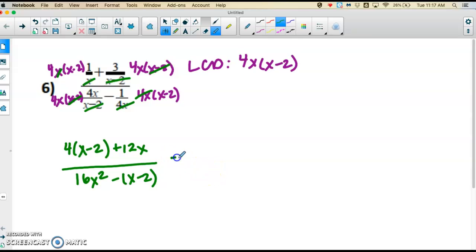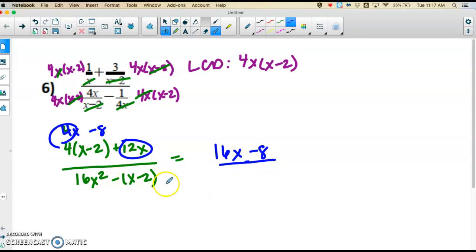And then what you're going to do is you're going to go ahead and combine like terms. So it looks like here is, use a different color, 4x minus 8. So that's going to be 16x minus 8. I'm combining the 12x and the 4x. And then down here, it looks like we're going to get 16x squared minus x minus 2.